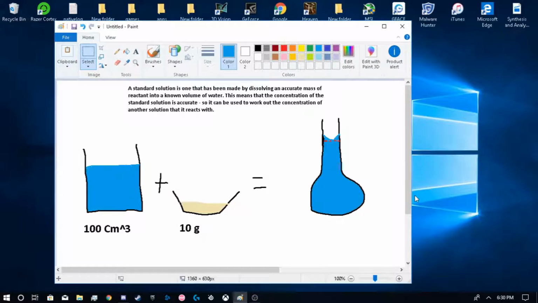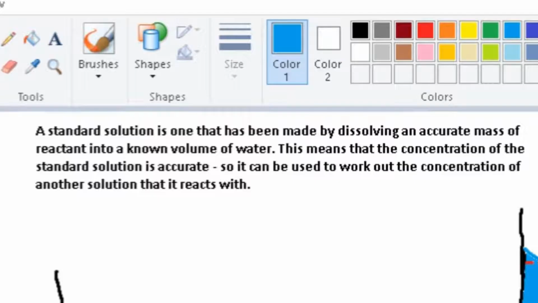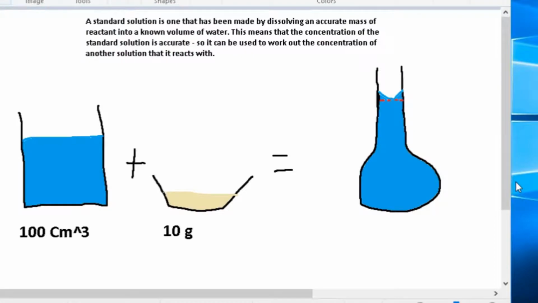Okay guys, I will be doing the making of a standard solution. A standard solution is one that has been made by dissolving an accurate mass of reactant into a known volume of water. This means that the concentration of the standard solution is accurate. So, for example, if we had 100 centimeters cubed of water in a beaker and we added 10 grams of the reactant to the water, let it dissolve, stir it a couple times, then added it to a volumetric flask.